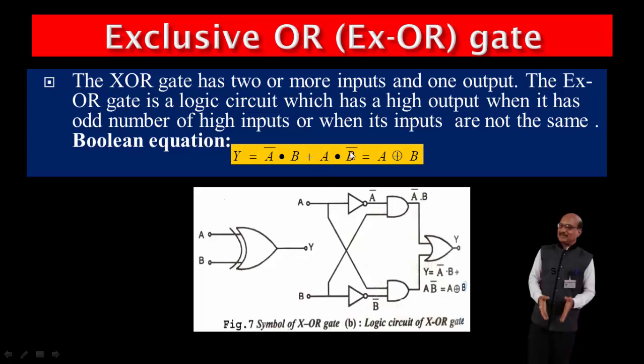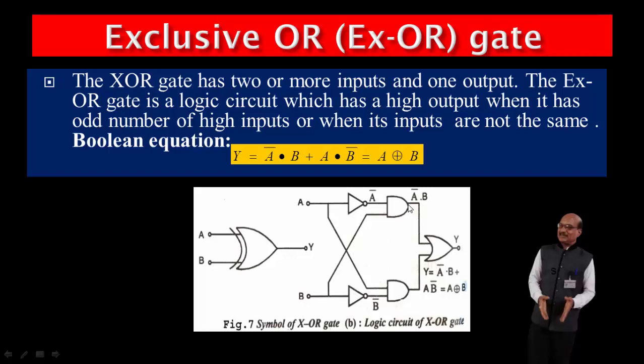Similarly, A dot B complement. So B complement I require. So this is B. When I give it to a NOT gate, it comes out as B complement, and another input is A. So that is directly taken from A. And then what I have to do? I have to do an AND operation. Therefore I have shown here an AND gate. So this AND gate has the inputs A and B complement. Now finally, I have generated this term by using these two gates, and this term by using these two gates.